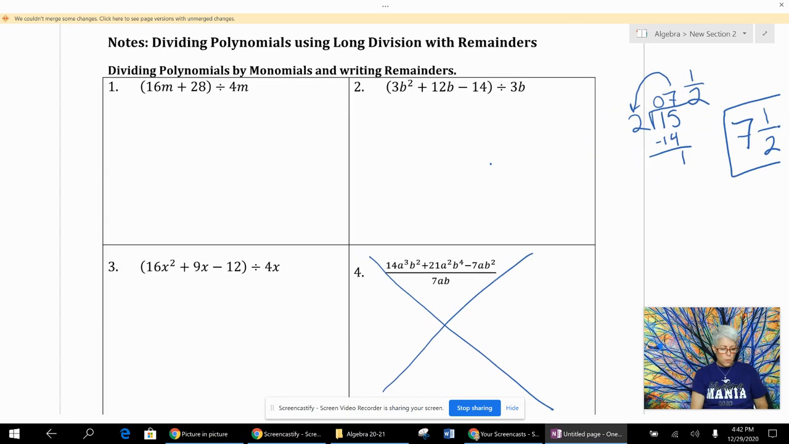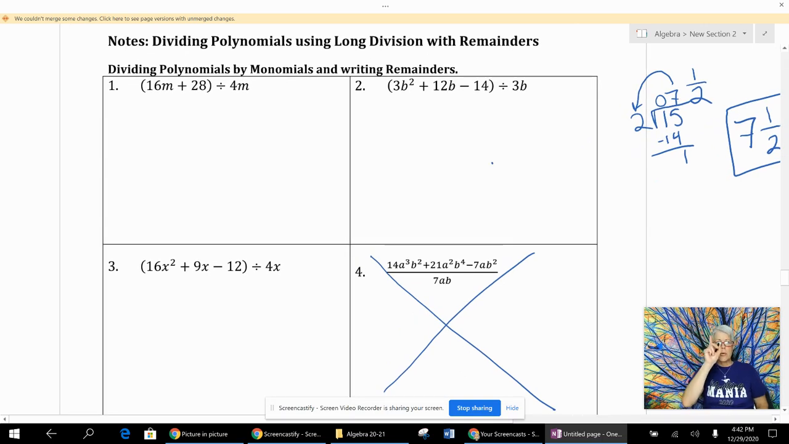So to begin with, we're going to take a monomial. Remember, that is one term, and we're going to divide it into a binomial or trinomial, which is a polynomial. Isn't this fun? Okay, let's get going. The first one says 16m plus 28. That is my binomial, and I'm going to divide it by 4m.